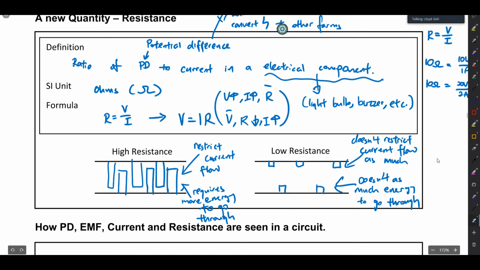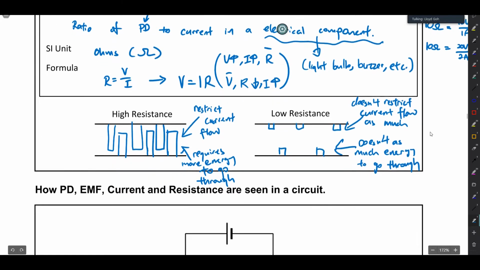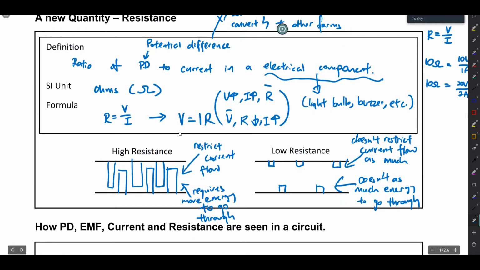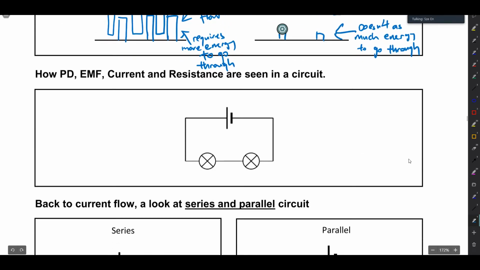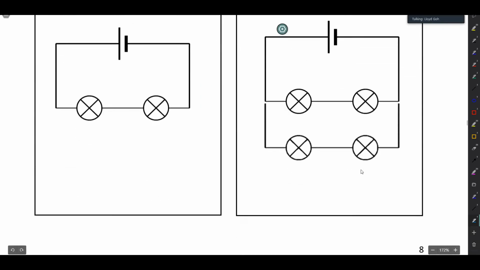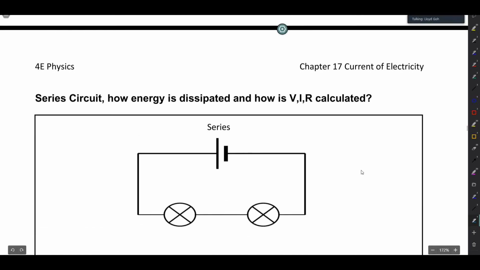We're just left with two concepts, and then we are done. Shall we move? Now, so far you have learned the idea of potential difference, EMF, current, and resistance. Now we're going to lump it all into one circuit. So I think this is the part where I stop.